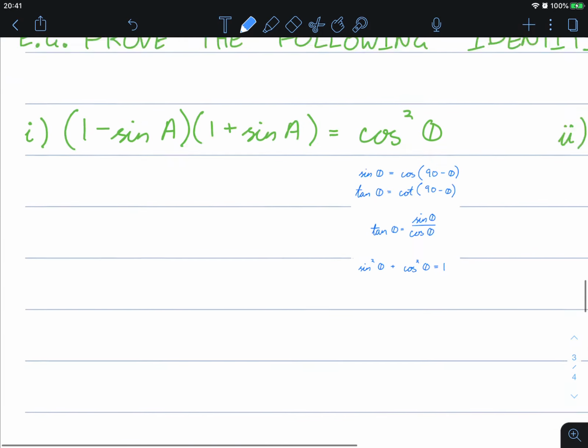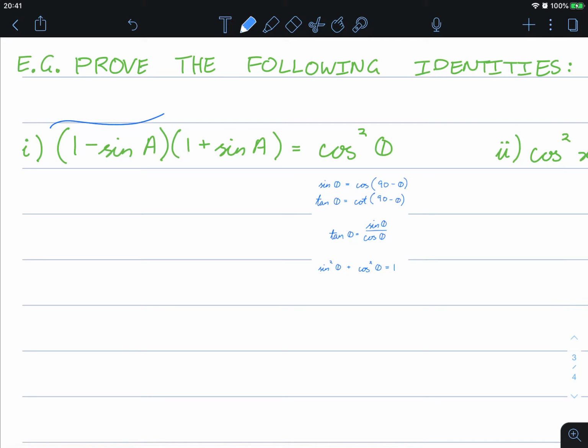For this, I often only work with just the left-hand side until it becomes the right-hand side. So for this, I'm going to expand the bracket. So 1 times 1. So the left-hand side is 1. 1 times sine squared a. Plus 1 times sine a is sine a. Negative sine a times 1 is negative sine a.